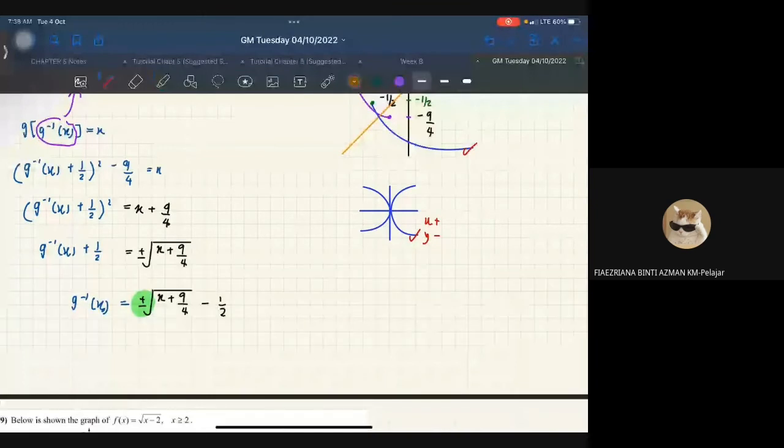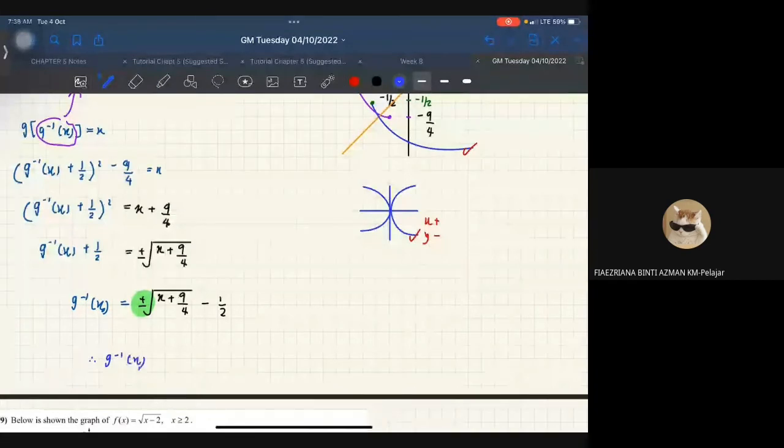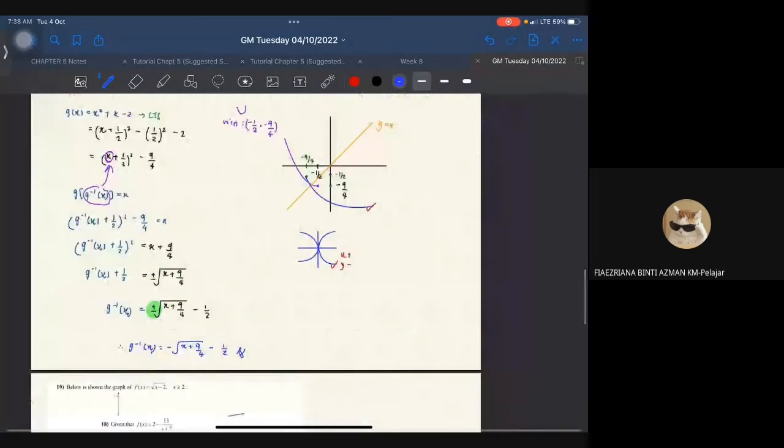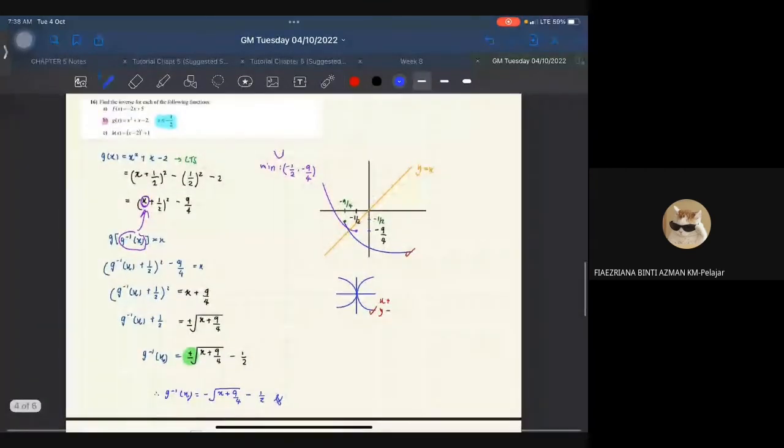Okay, so our final answer is g inverse of x equals negative square root of x plus 9/4, minus 1/2. This one baru betul jawapan akhir kita. Okay, boleh ke? Ada soalan tak? Boleh faham ke? Boleh, Miss.